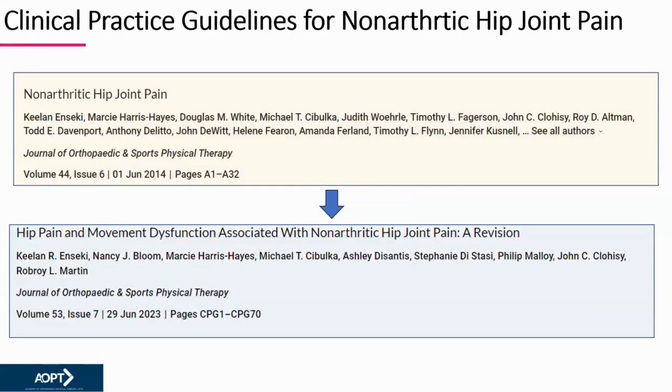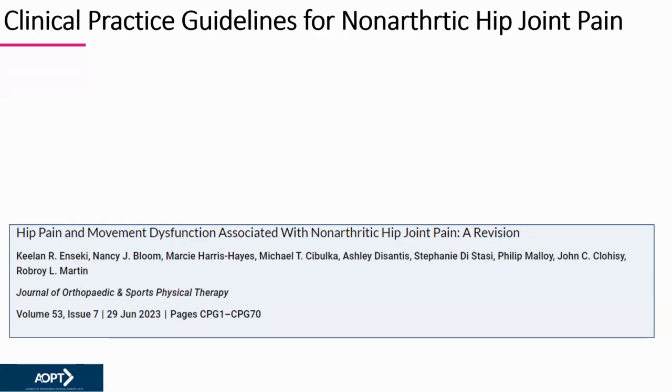Additional history about this particular clinical practice guideline for non-arthritic hip joint pain. The initial CPG was published in 2014 based on a fairly limited body of evidence at that time. The most recent publication is 2023 in the Journal of Orthopaedic and Sports Physical Therapy, and it represents an expansion of available literature pertinent to rehabilitation for these individuals. This video will discuss, within clinical evaluation, the recommendations from the most current CPG.